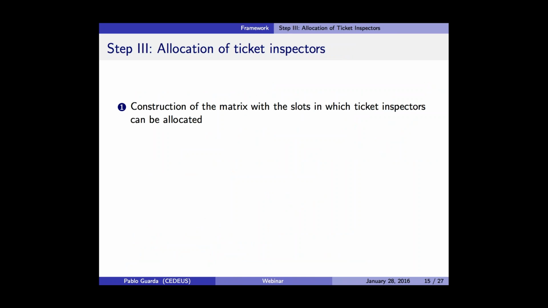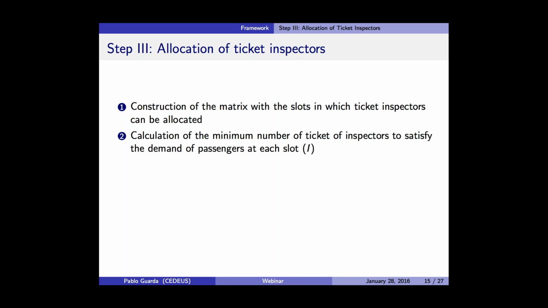In the third step, firstly we construct a matrix with the slots in which ticket inspectors can be allocated. Each slot is given by a period of the day, a given bus service, and a given bus stop. So ticket inspectors can be allocated in many slots, which are given by the characteristics I discussed before. I'm going to show an example in the next slide.